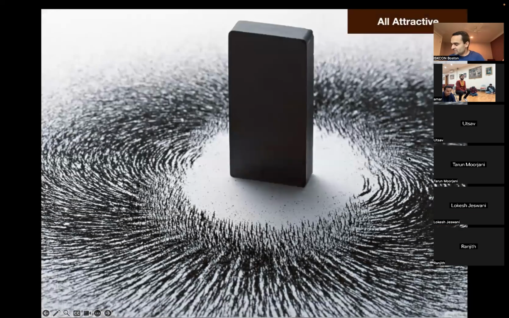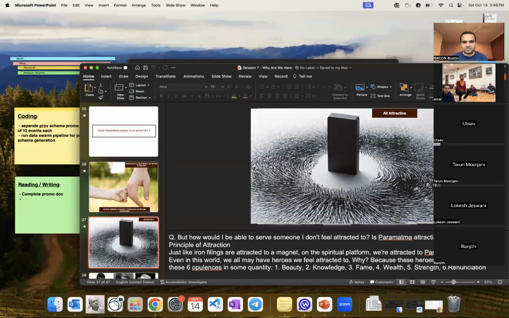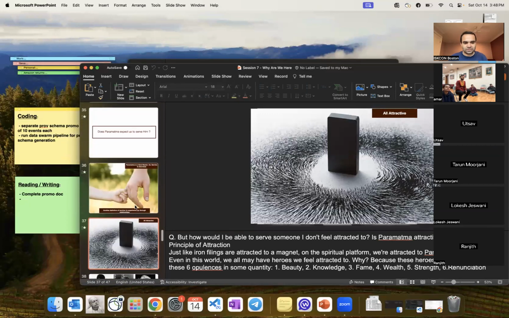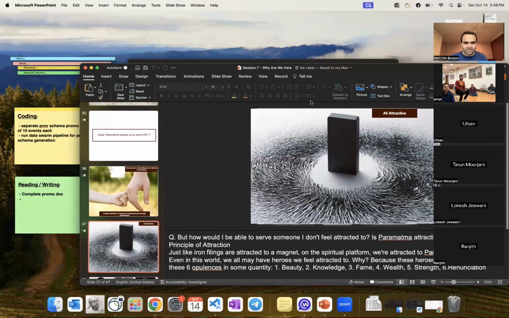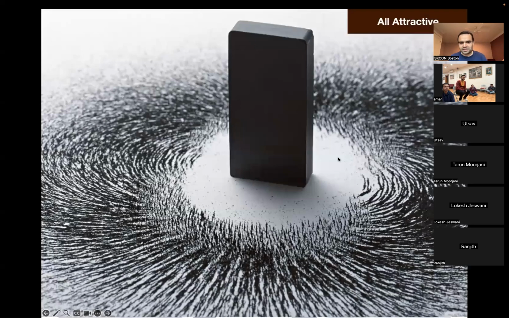Now, I think it has been a long session. There is more to this session for today, but I think we'll have to continue in the next session. It has already been a long session, more than 1.5 hours. So we'll continue in the next session, from where we left off. In the next session, what we are going to see is, we serve Paramatma and we derive joy in serving Paramatma, but is Paramatma attractive at all?